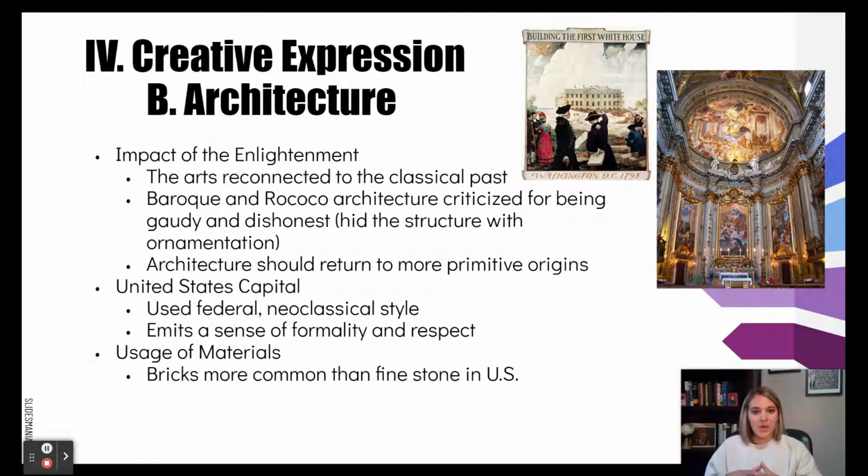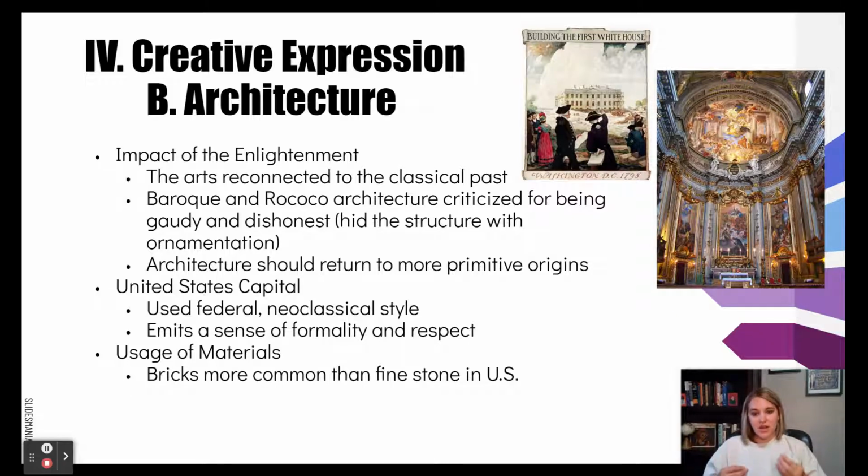Architecture. So once again, we see the impact of the Enlightenment on architecture. And so what the Enlightenment is doing is it's going to criticize anything that is not authentic. And so the prior architectural emphases were on the Baroque and Rococo architecture period, and it was criticized for being gaudy and dishonest. And it was called dishonest because it's hiding the actual structure with ornamentation. So you can see in that picture on the right, it is just beautiful and it's very ornate.